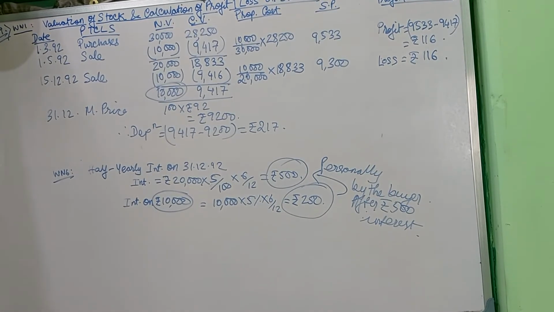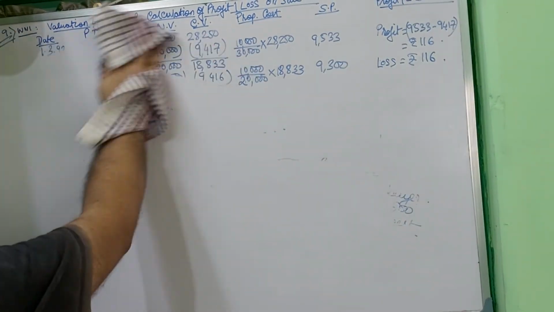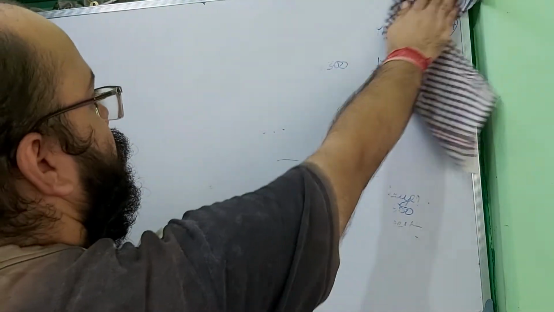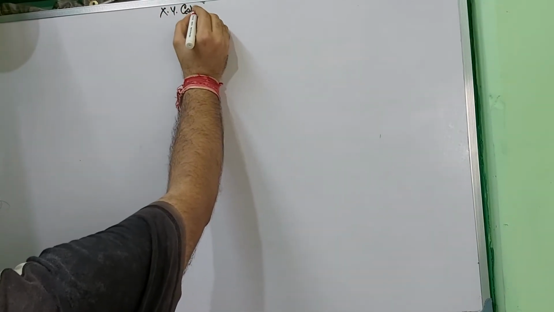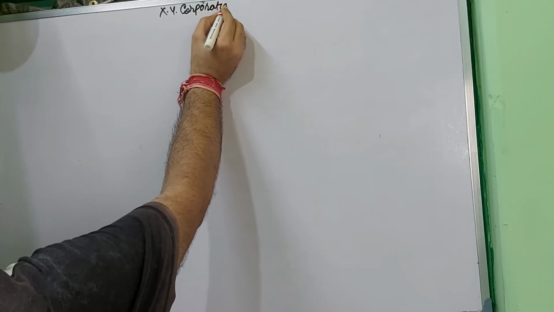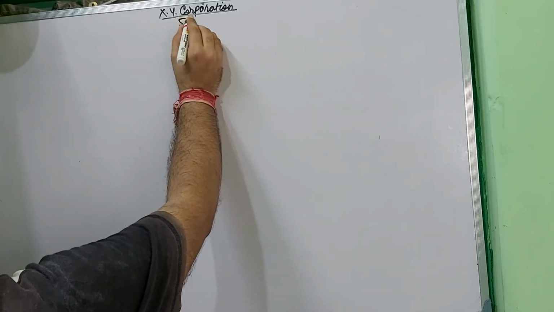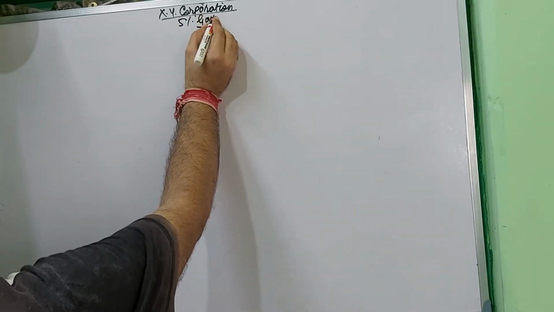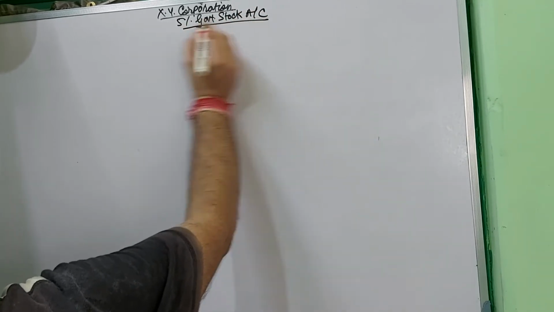Now I will do the solution part of the sum, which is a very important part. See, books of XY Corporation, 5% government stock account, sum number 9.